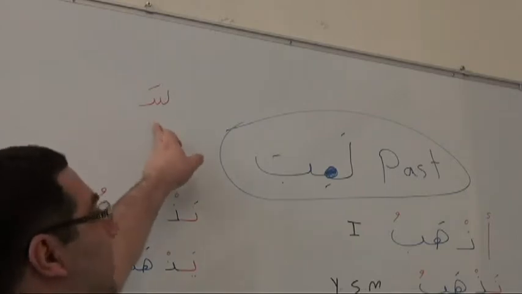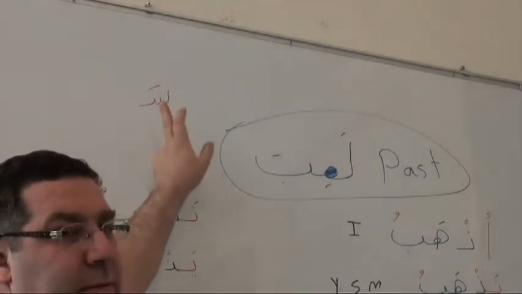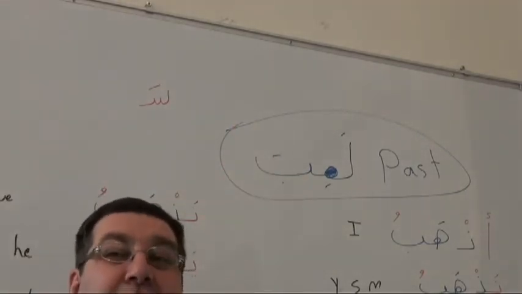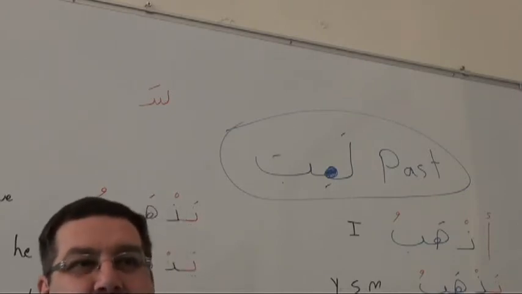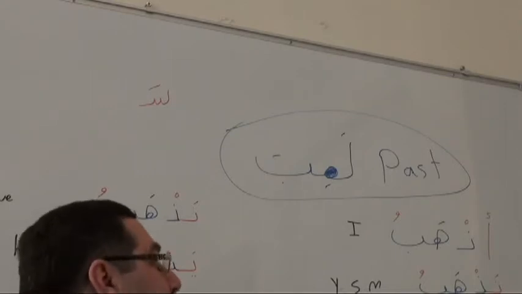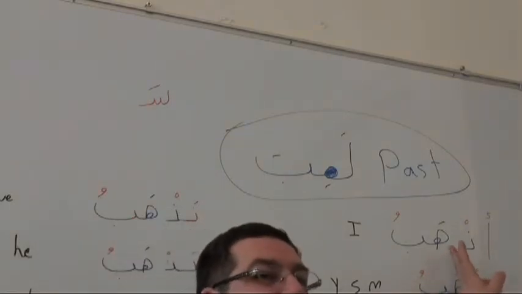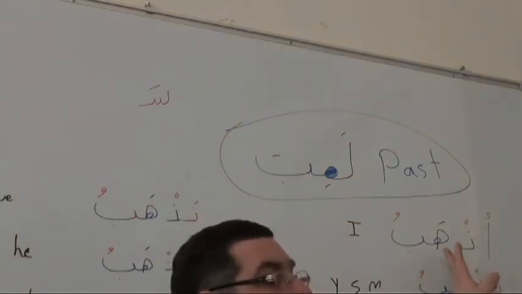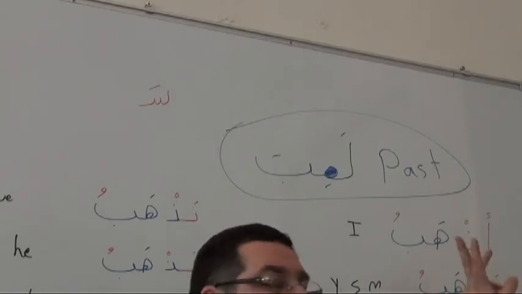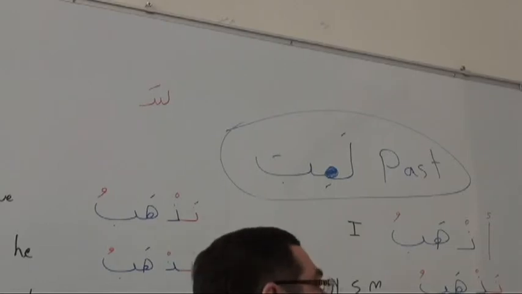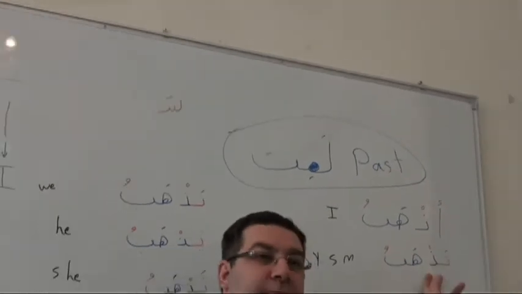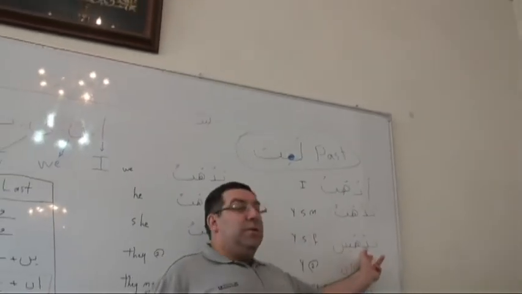When I add sa to the beginning of the present tense. Example. Sa adhabu. What is this word? Tadhabu. Sa tadhabu. What is this word?